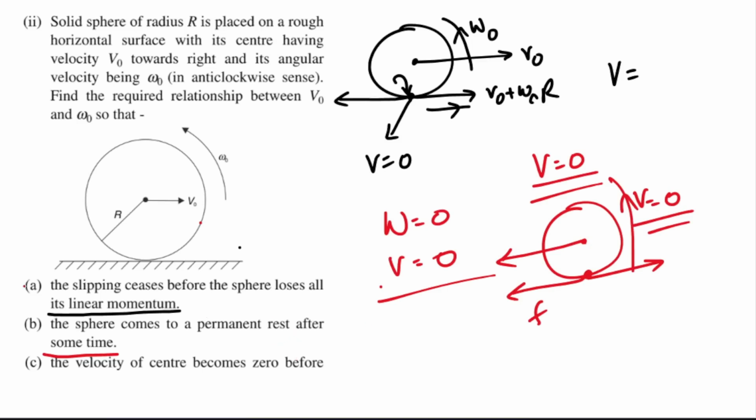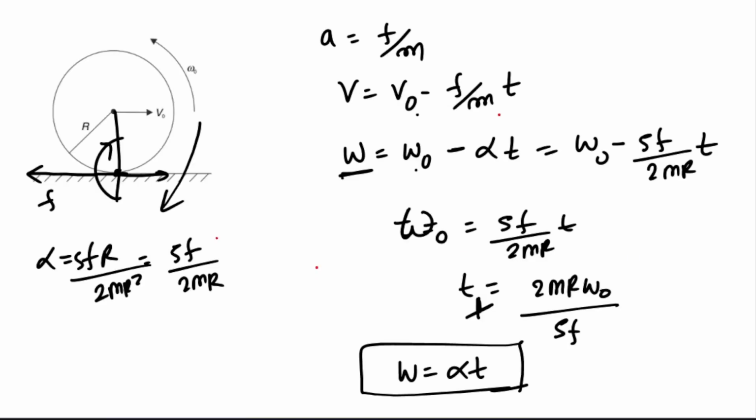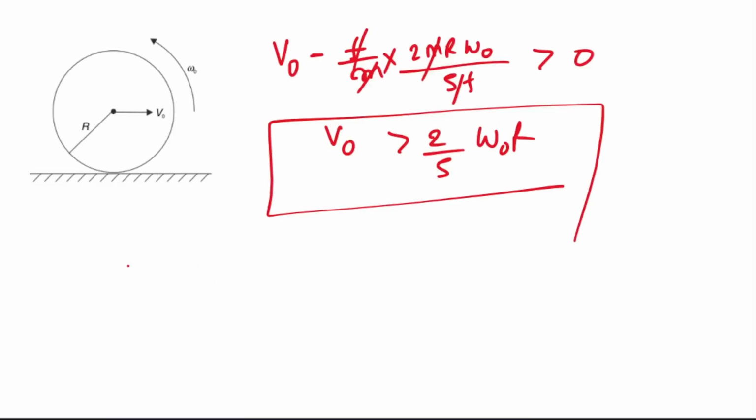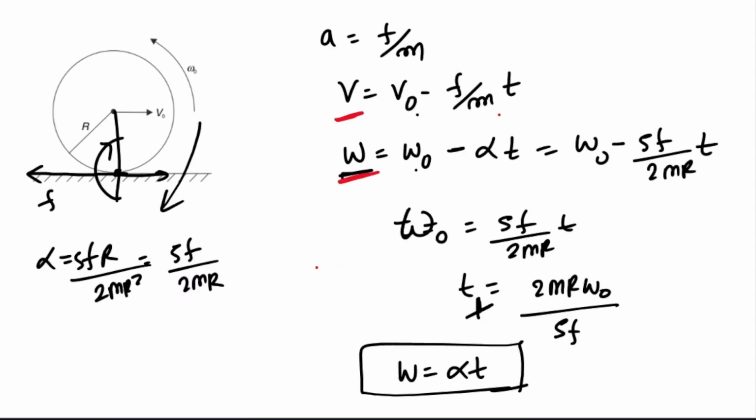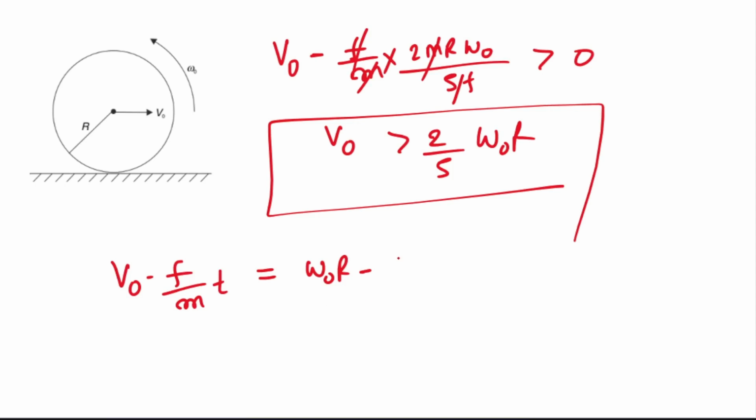rest. Done it. And if we want zero at the same time, then what will you do? You put V equal to omega r at time t. So at time t, if you do this, you will be writing V naught minus f by m t will be equal to how much? This will be equal to omega naught r minus, this is how much? 5f by 2mrt. So this is 5f by 2mrt. Okay. So again, t का value, both are becoming zero at the same time.